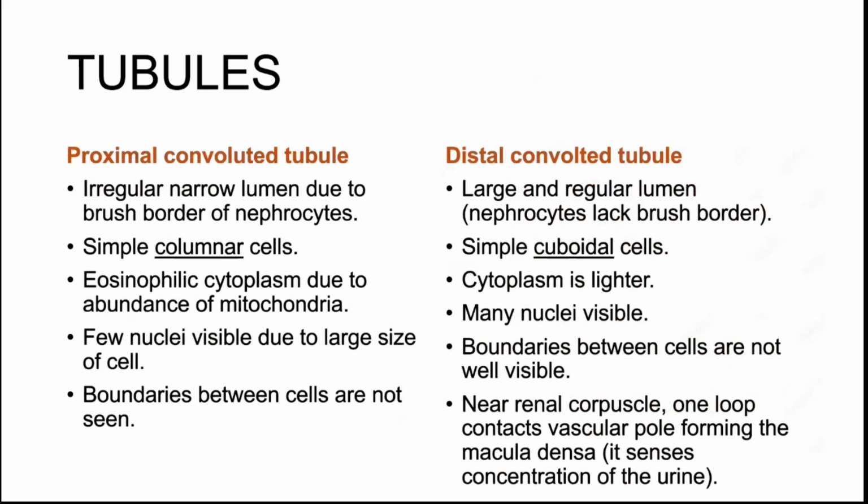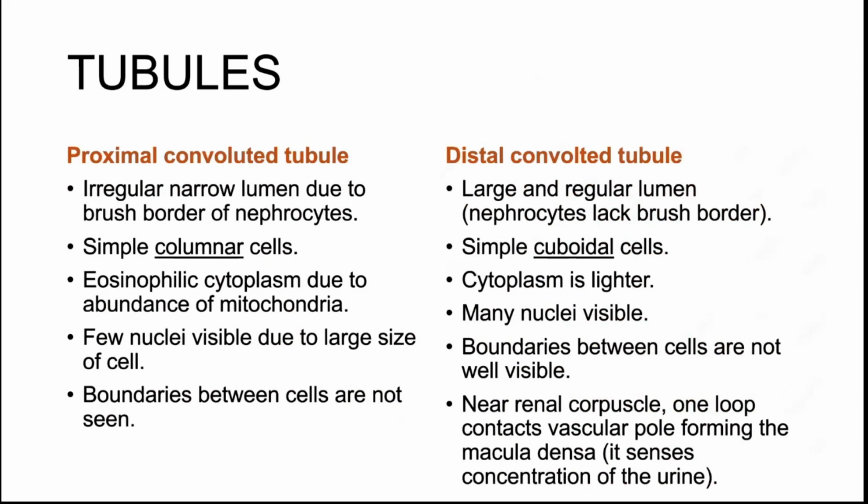So next we have the tubules. There are two types, like I said, proximal and distal. The proximal convoluted tubule has a very irregular and really narrow lumen. That's because the nephrocytes of the proximal convoluted tubules have a brush border facing towards the lumen. It's made up of simple columnar cells, so it's a thick structure which you will see in your slide, and these are also really eosinophilic or red stained, because of the abundance of mitochondria. In the proximal convoluted tubule, you will not see a lot of nuclei because the size of the proximal convoluted tubule is really large.